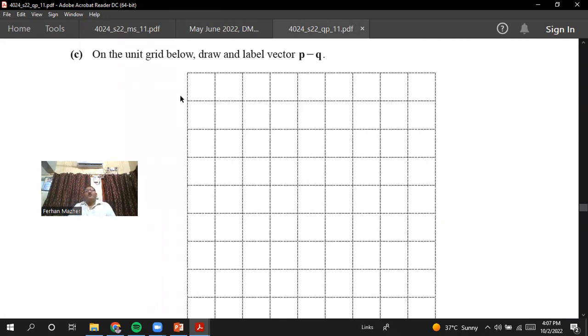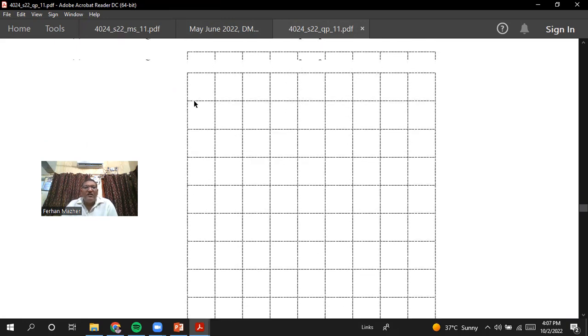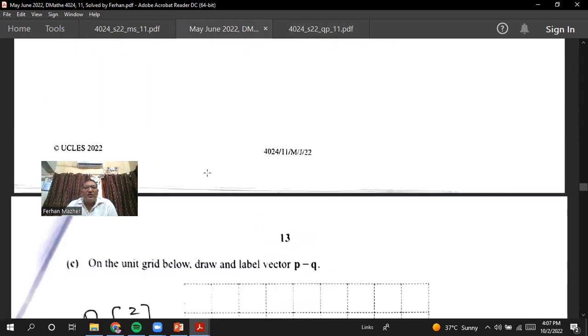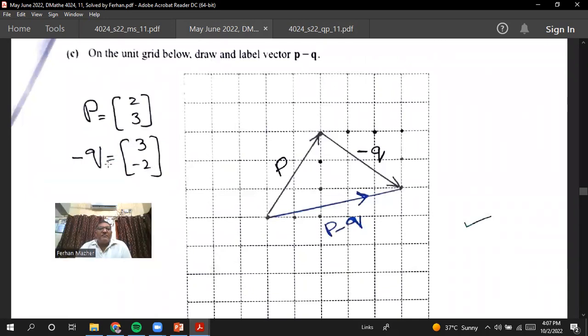On the unit grid below, draw and label the vector p minus q. So it's a 2 marks question. They want me to represent p minus q. Okay, so p minus q, the p is 2, 3, and the minus q will be 3 minus 2.